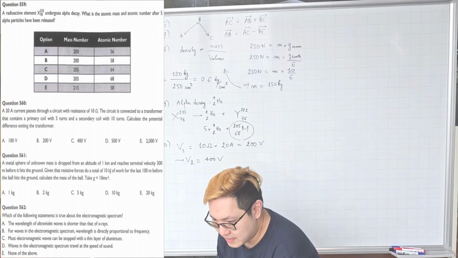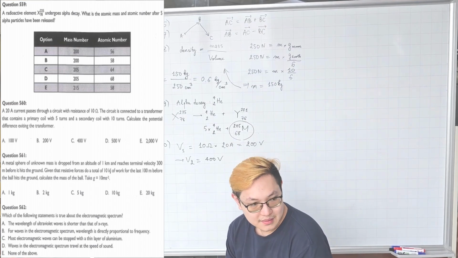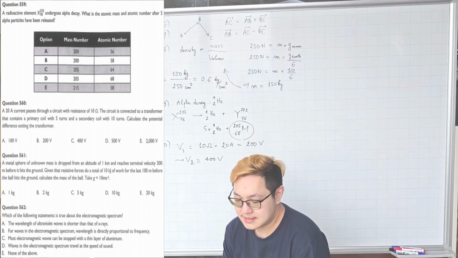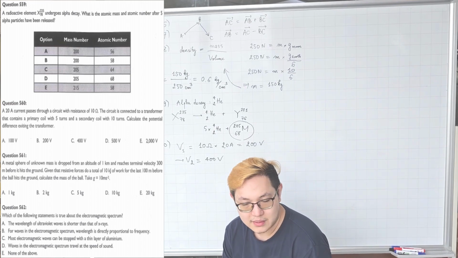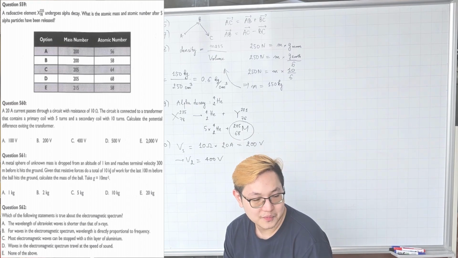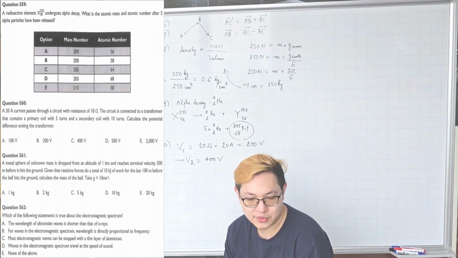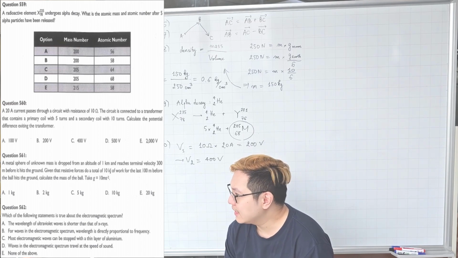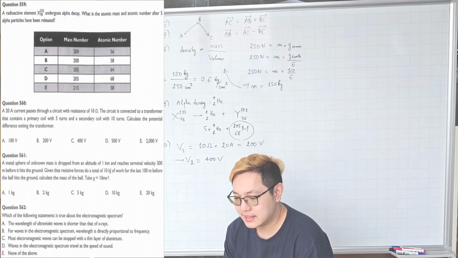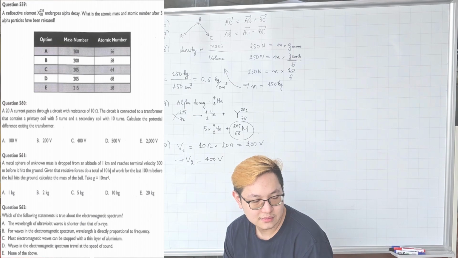Remember, the more turns a transformer coil has, the more the voltage, okay? It's directly proportional. The more turns of wire the transformer has, the higher the voltage.